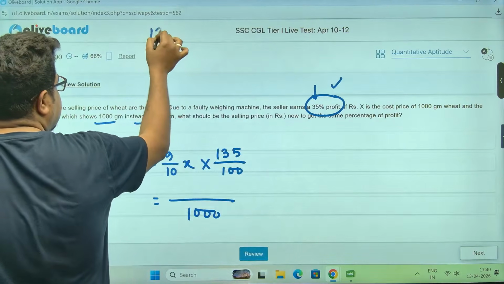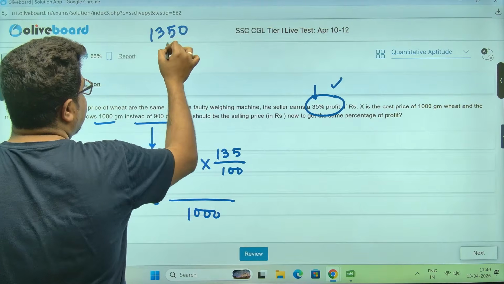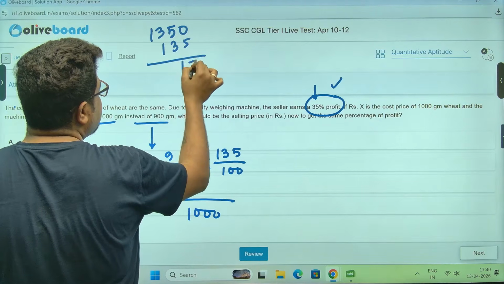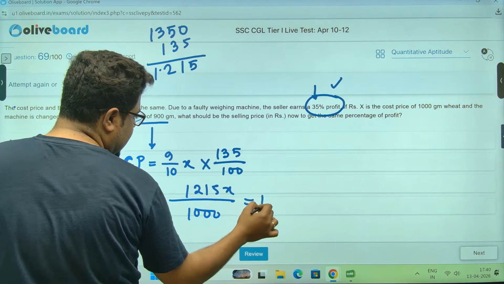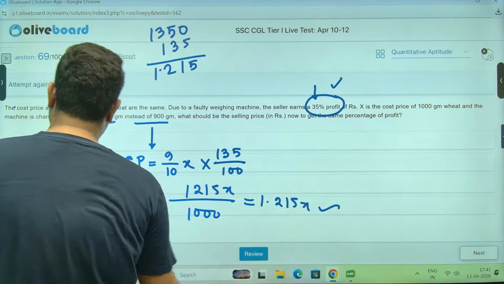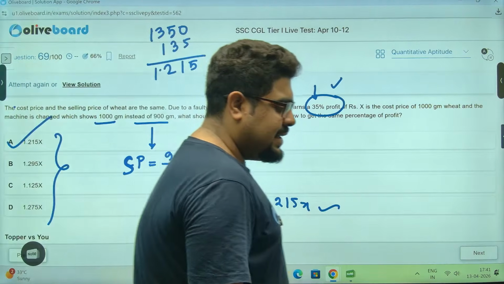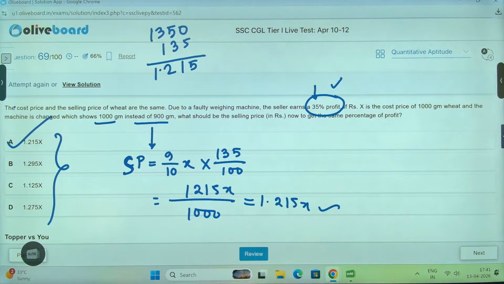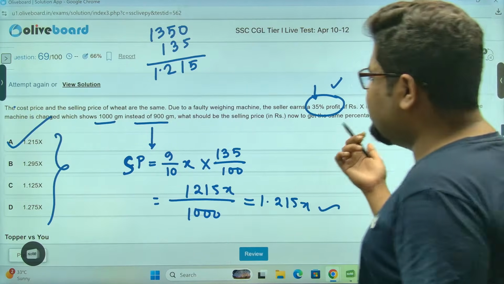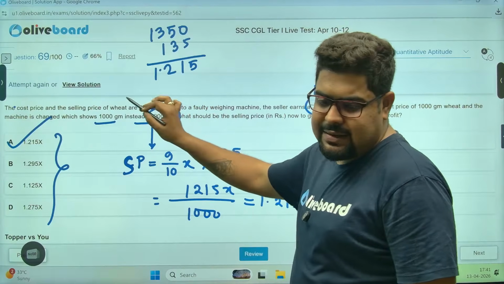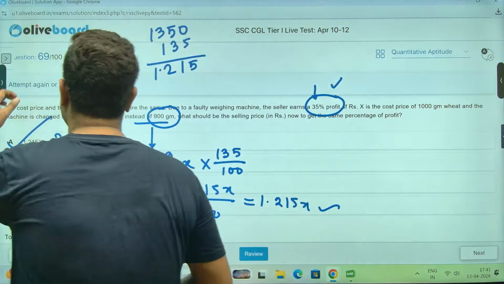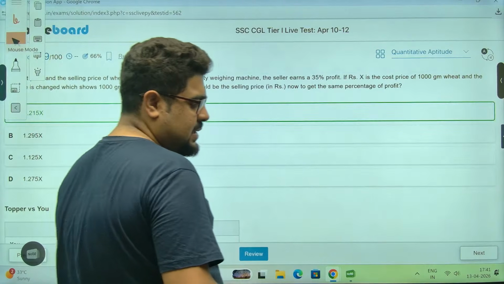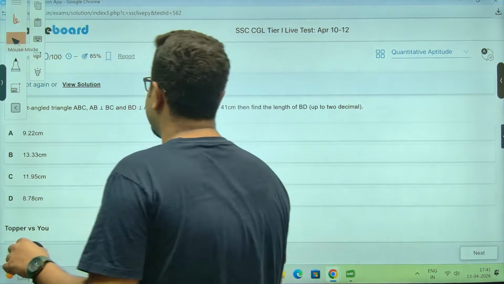Just multiply 135 into 9, meaning 1350 minus 135. 15 here, 12 here, so 1215x. So 1.215x will be the correct answer. Sir, option A. Again, this was not a question of dishonest dealing. It was a simple question. Because he is getting 900 grams, the SP will be calculated on 900 grams only. Simple question, sir. Moving on to the next one.